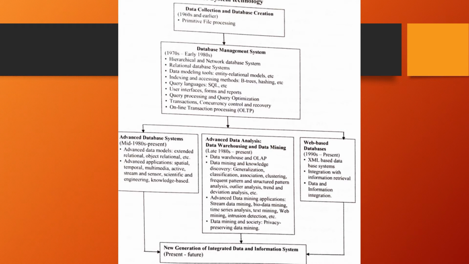As you can see on our monitor, we have the evolution of database system technology. For data collection and database creation, it was used during the 1960s and earlier. That is called primitive file processing. It also has the database management system, which was being used in the 1970s and early 80s, which has the hierarchical and network database system, the relational database system.